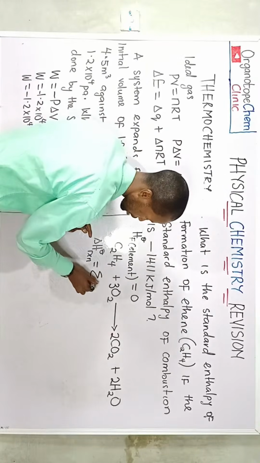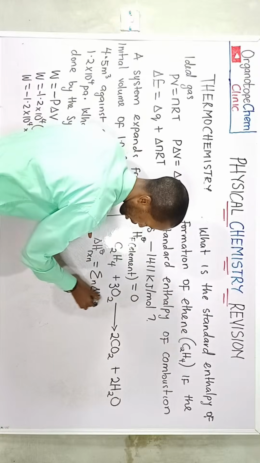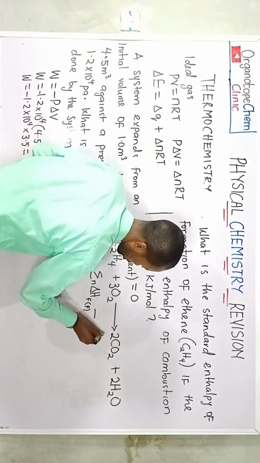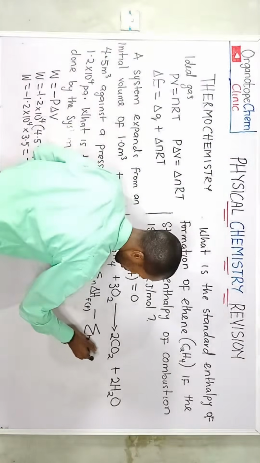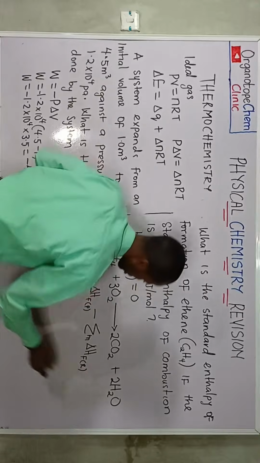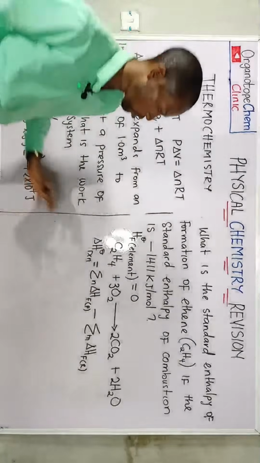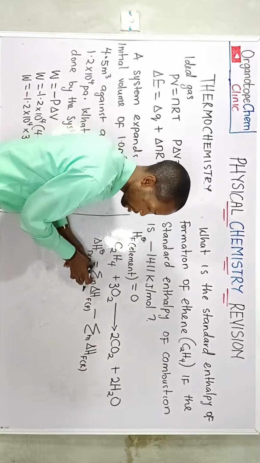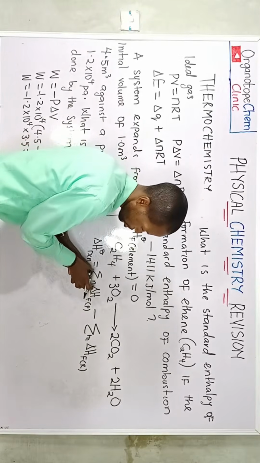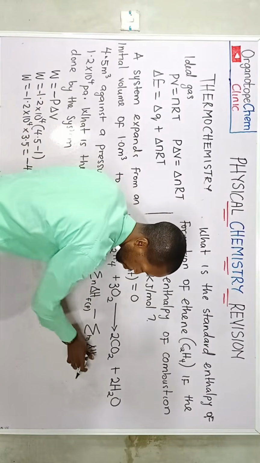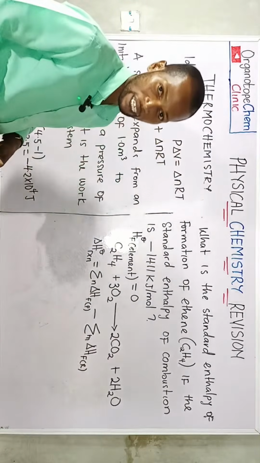We have summation n delta H formation of what? The products, minus summation m delta H formation of what? The reactants. Okay, so note this: standard enthalpy of reaction equals summation of enthalpy of formation of the products minus summation of enthalpy of formation of the reactants.